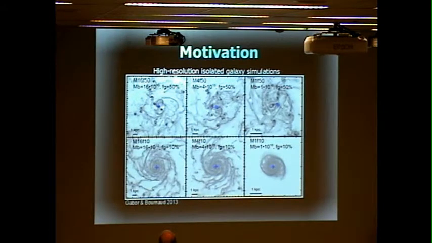The motivation for this is a set of high-resolution isolated galaxy simulations run by Jared Gaber and Frederic Bourneau. Here you can see the 6 simulations that they ran. The upper 3 panels show the high gas fraction, and that's what we're interested in. Here you can see that the distribution of gas is very clumpy. You have very high density clumps which form through gravitational instabilities in the galaxy.